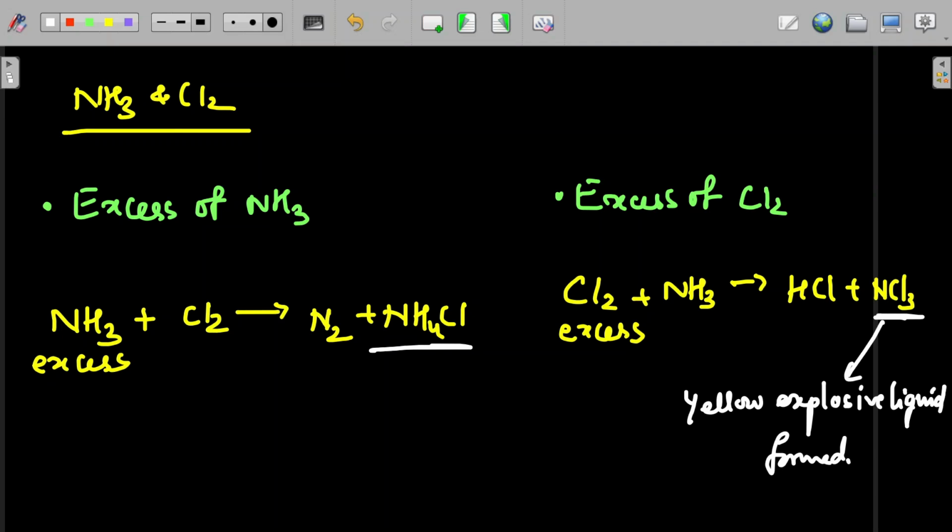But if you want the balanced one, here when you use this one, 8, 3 and 6. Here I think you need 3 Cl2 plus NH3 giving NCl3 and 3 HCl. This is the balanced equation for the second. Out of these two, any one will be asked. Sir, the NH4Cl that you told, some observation. Dense white fumes.